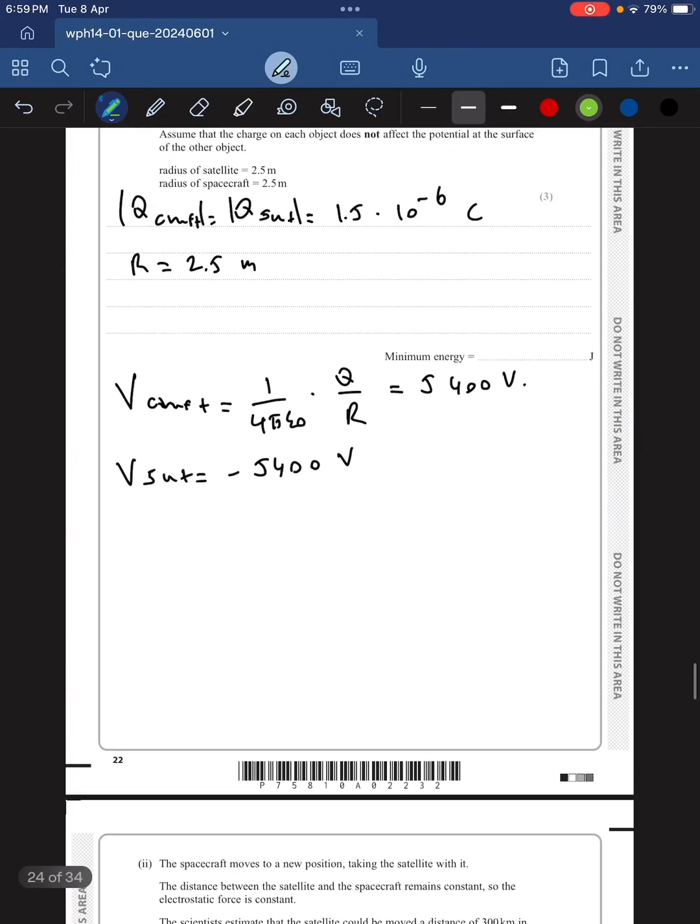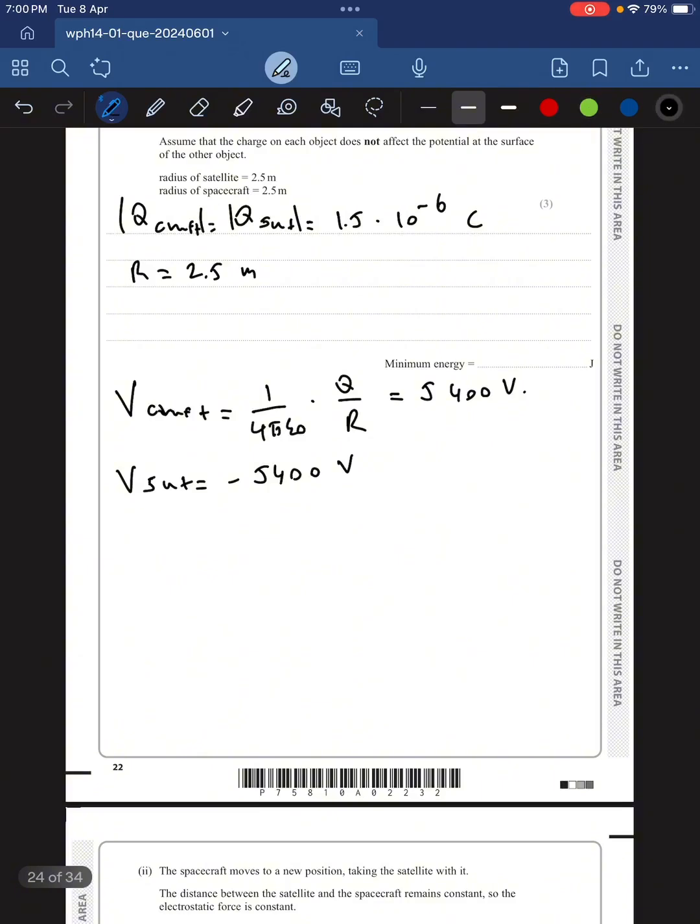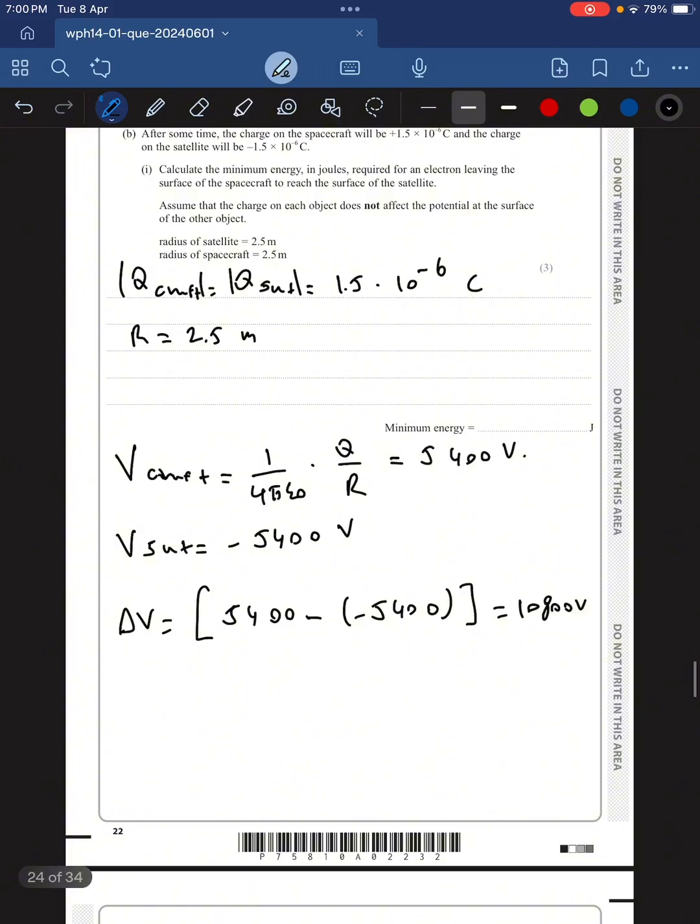So now delta V is going to be 5,400 minus minus 5,400, which is 10,800 volts. Therefore, we are asked to calculate the minimum energy in joules required for one electron to leave the surface of the spacecraft and reach the surface of the satellite.